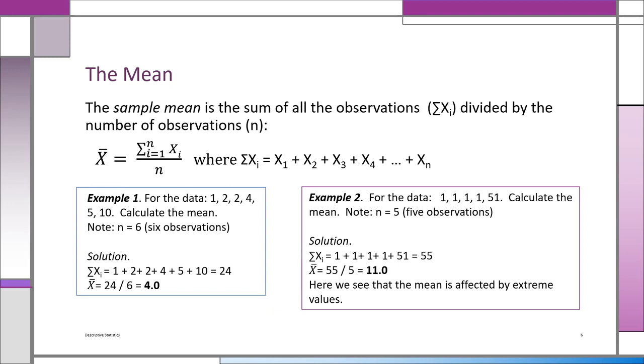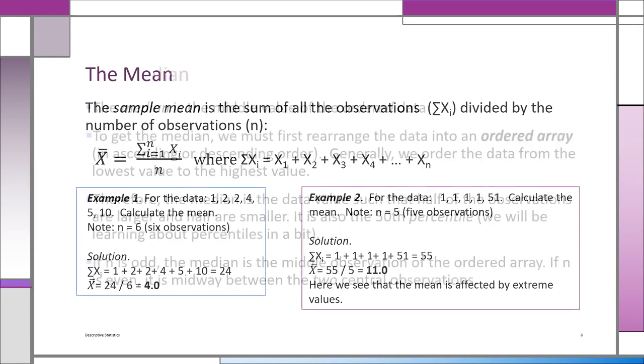That's the sample mean. Note that the sample mean is affected by extreme values. That 51 there suddenly changed the mean by a lot. One huge number can change the mean.